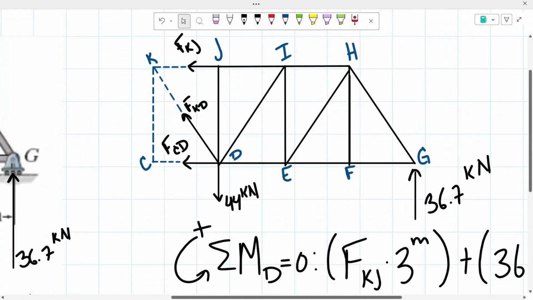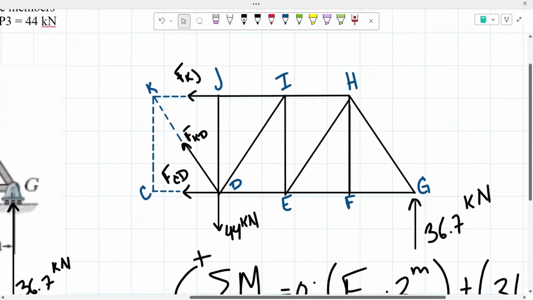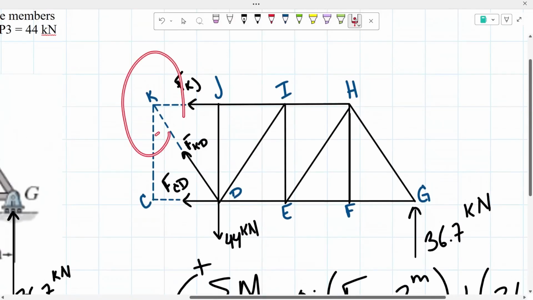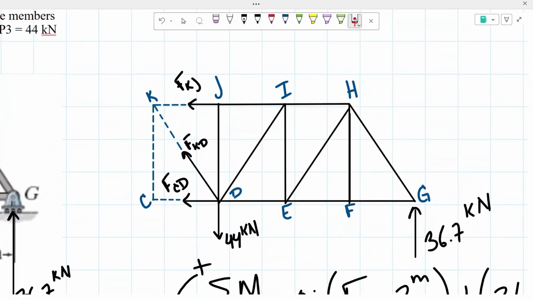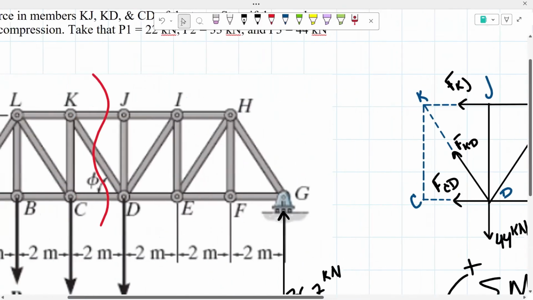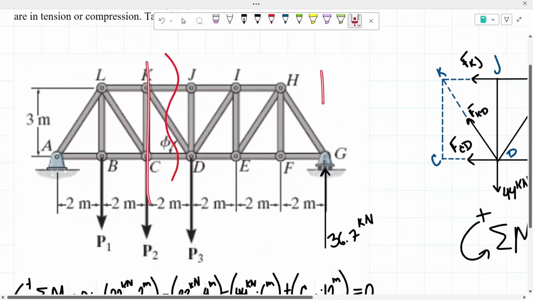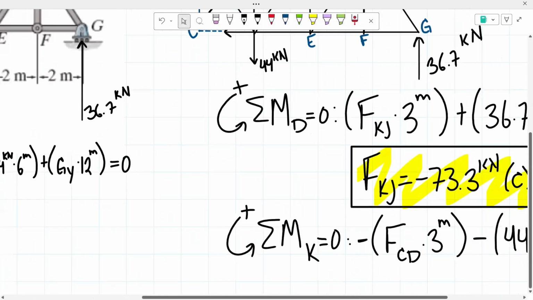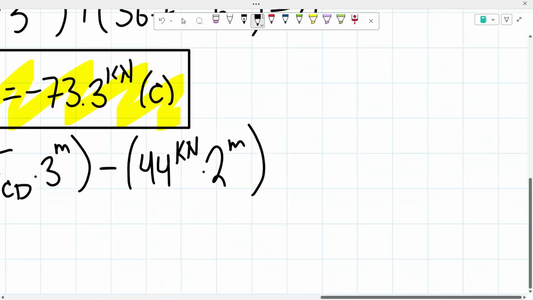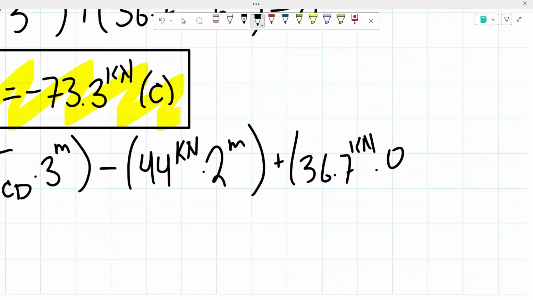And then from there, we have our reaction of 36.7 kilonewtons. About point K, we know it's going to be creating a counterclockwise moment, meaning a positive moment. So a positive moment of a force of 36.7 kilonewtons with a distance of 8 meters, because from K to point G, there's a distance of 8 meters. So positive moment, force of 36.7 kilonewtons times 8 meters. All of that has to equal 0.